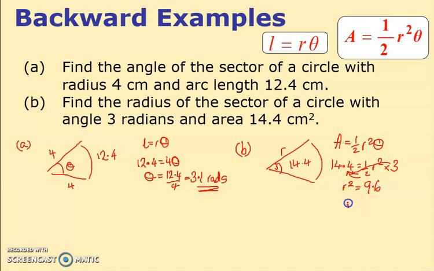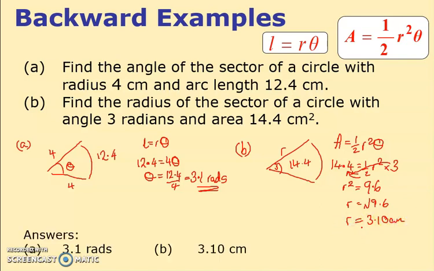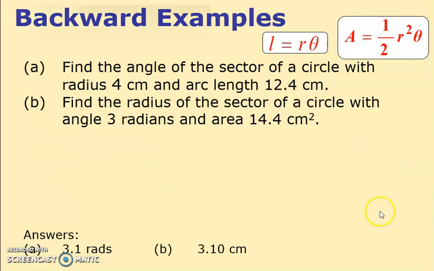So therefore r, obviously I'm going to square root the 9.6. The square root, I get 3.098, so 3.10 to 3 significant figures. Good, 3.1 rads and 3.10. Pure fluke that they're so similar.